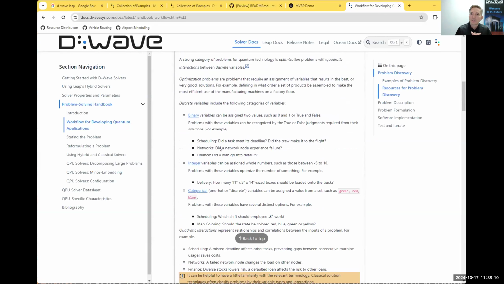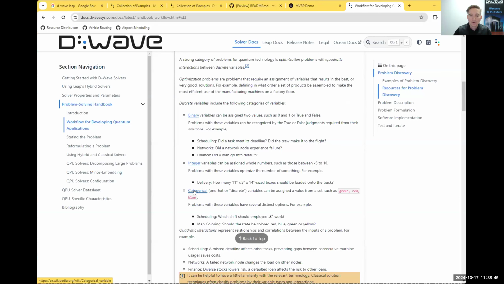you're looking for applications in your business where there are some decisions that you need to make that might be binary. So in scheduling, did a task meet its deadline? Yes or no? Did the crew make its flight? In networks, it would be, did this network node experience a failure or not? And in finance, it's like, okay, well, did this loan go into default? It also is valuable to look at decisions where it's integer variables. So like, how many of these boxes can I get loaded onto this truck? That's an integer number. It's not going to be 0.17 of a box that I can add to this truck.